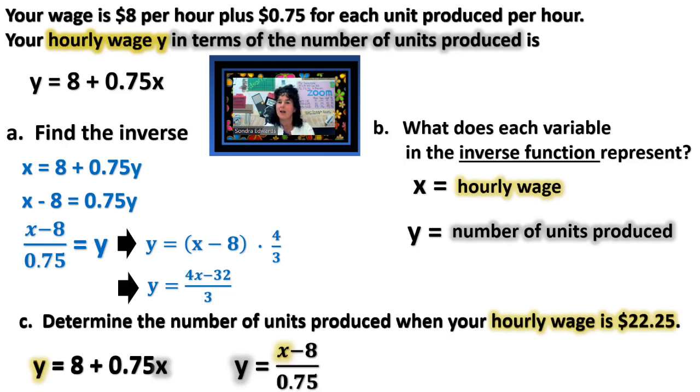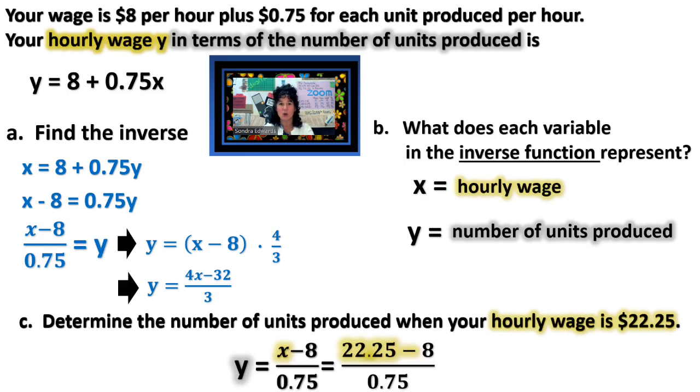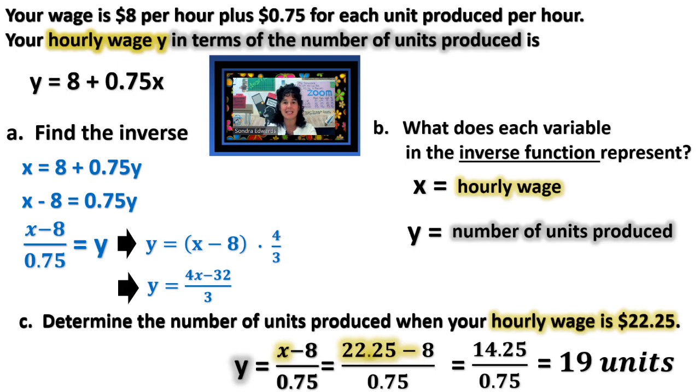Okay, so which one's going to be easier? I think the one on the right is a lot easier because y is already by itself. If I replace this y with 22.25, now I have to solve an equation. So replace the x with 22.25 and then subtract there in the numerator. 14.75 divided by 0.75 is 19 units.